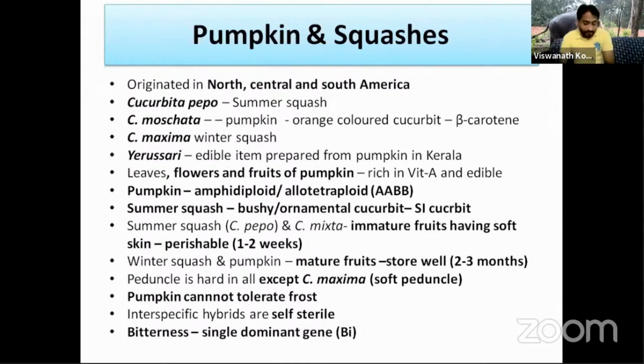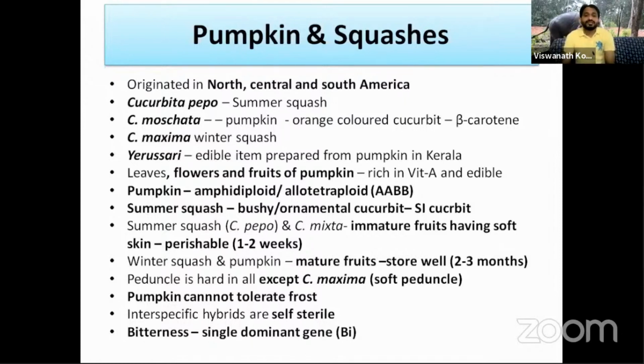In the case of pumpkin, the leaves and flowers are also edible. The pumpkin flowers are mostly eaten by the people in South India. Maybe in East India also people eat the pumpkin flowers. Like okra and potato, pumpkin is also an amphidiploid or allotetraploid. It was developed by hybridization between two species followed by the doubling of the chromosomes.